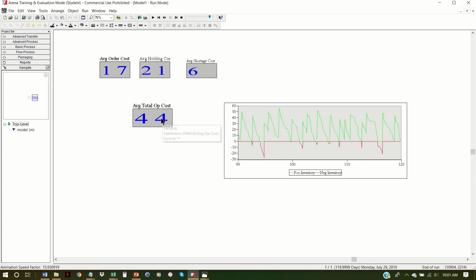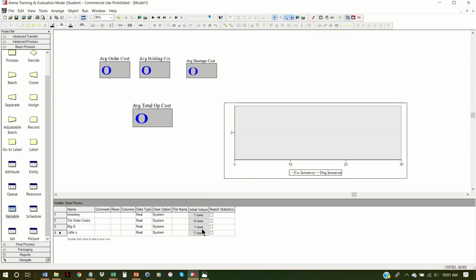And you can continue to play around with these initial values for these variable levels to see if we can find an average total operating cost that is minimized. In a later lab, we will learn how to do this more systematically, but for now we can just open these up and play around with it a little bit.